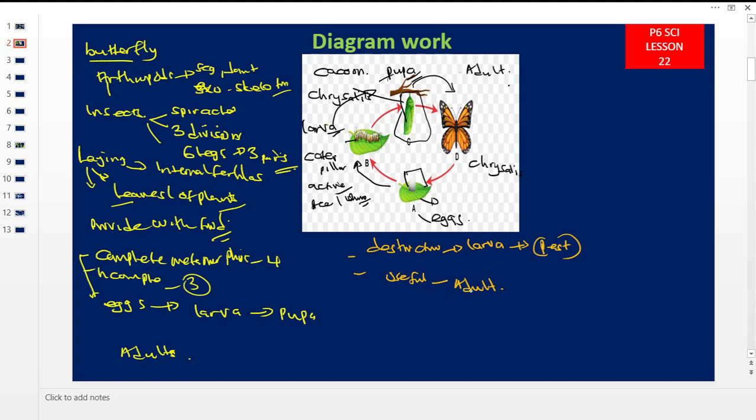Then the useful stage is the adult. How is it useful? These adult butterflies pollinate flowers on farmers' crops. Don't say they pollinate flowers only, no, that is wrong, but they pollinate flowers on the farmers' crops. They pollinate flowers on the farmers' what? The farmers' crops.